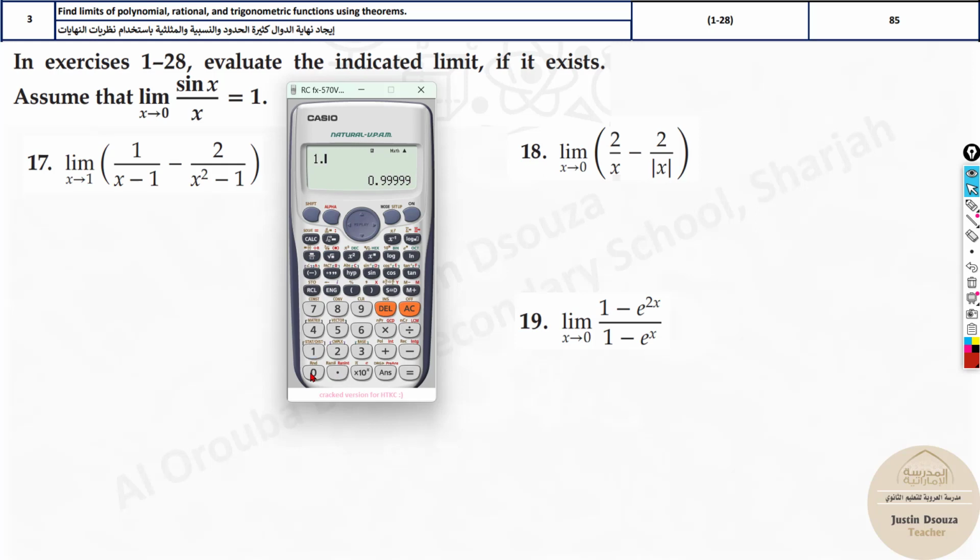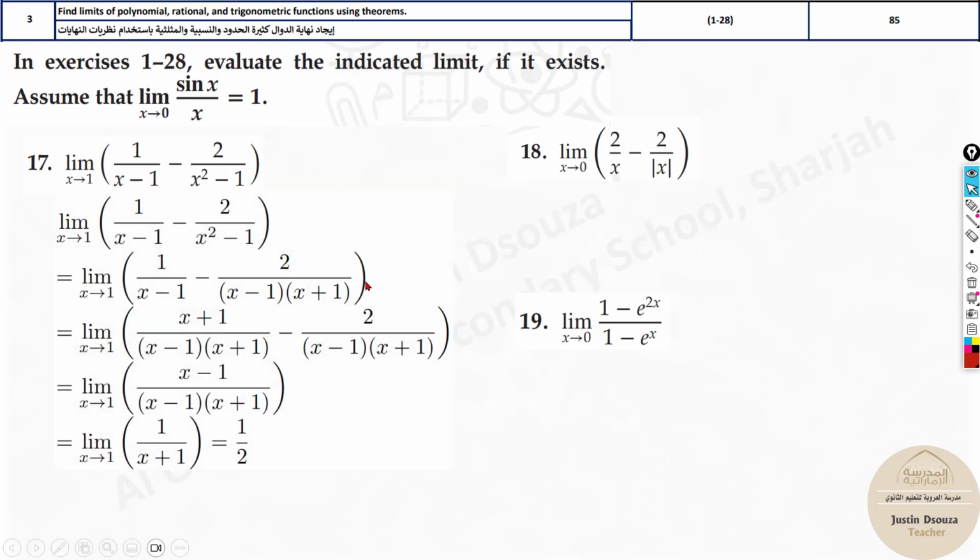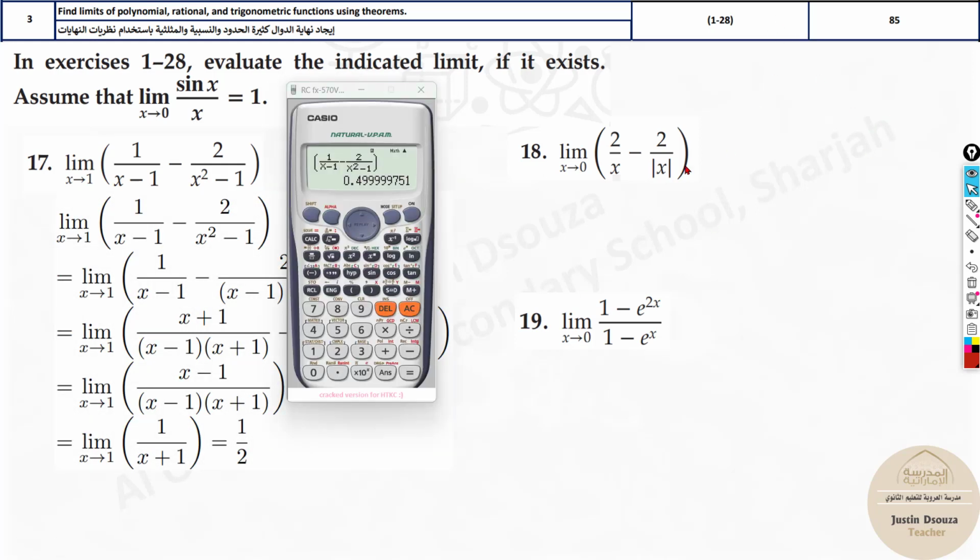Let's check the other side as well. 1.00001. Okay, what happened? Calculate 1.0001. Okay, it's 0.5. I don't know what happened. Maybe a lot of zeros will not give you the correct answer as well. Let's just check this out. Yes, it's half. So just be careful. Don't put a lot of zeros. So start with a limited amount of zeros, check it, and then you can extend it. But anyways, the answer is 0.499. That's 0.5, which is corresponding to half.